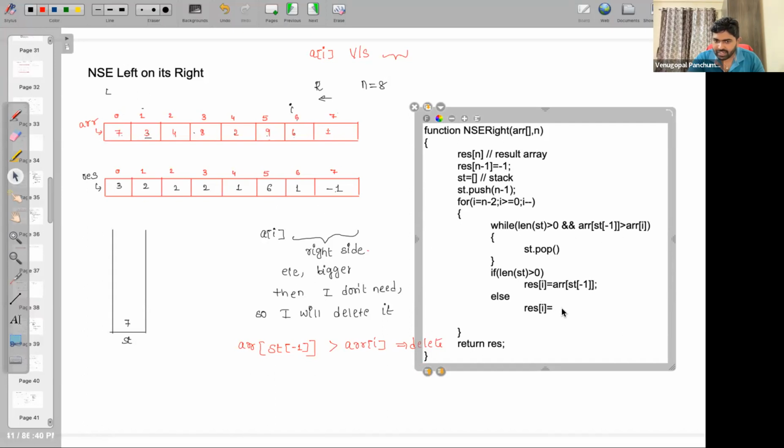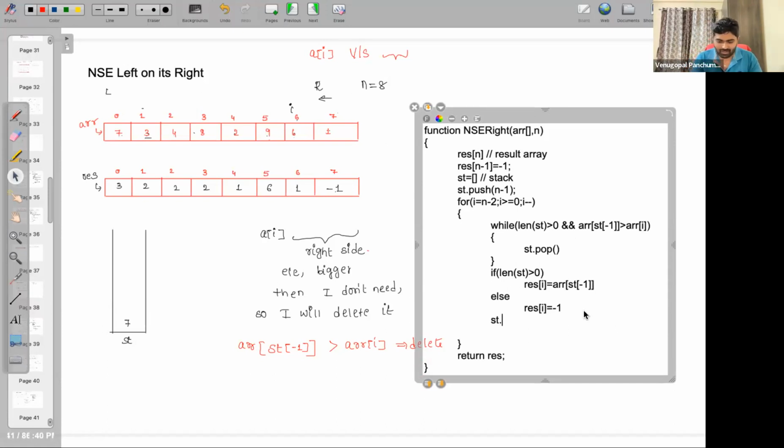What should I keep, friends? At the end, if the stack is empty, -1. Over. Okay, one important thing, we need to push that index. Every time I'm forgetting, and you people are reminding me, thank you for that. Push that value to the stack. That is the story, friends.